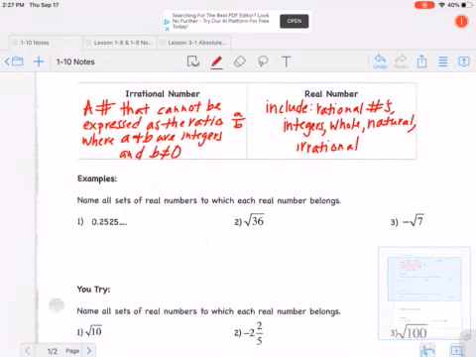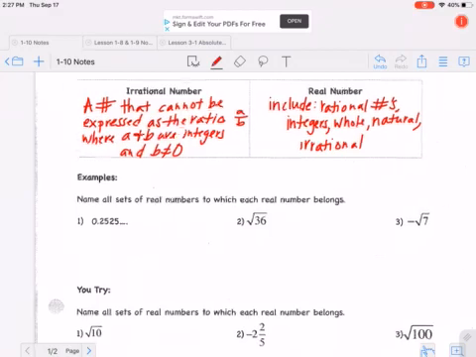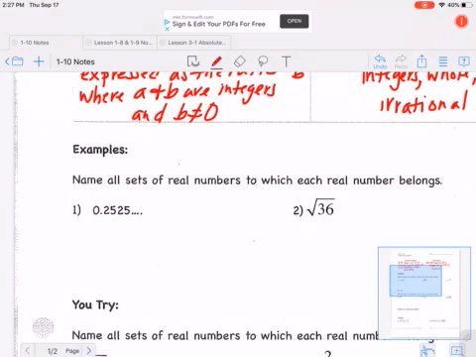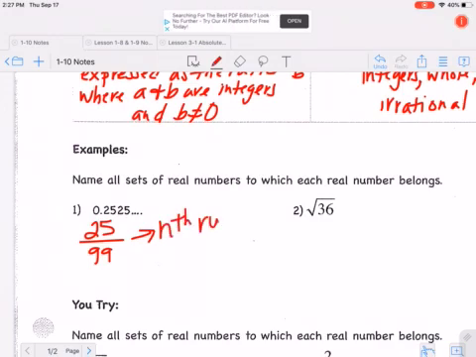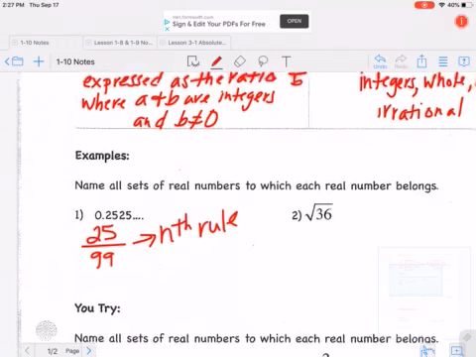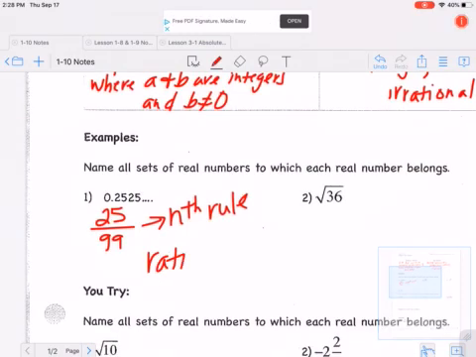Alright, so the next set of examples says name all sets of real numbers to which each real number belongs. If I have 0.2525 and it keeps going on and on forever, we know that this is going to be equivalent to 25 over 99 due to the nth rule. Because it's repeating the same thing over and over again, this would be a rational number.